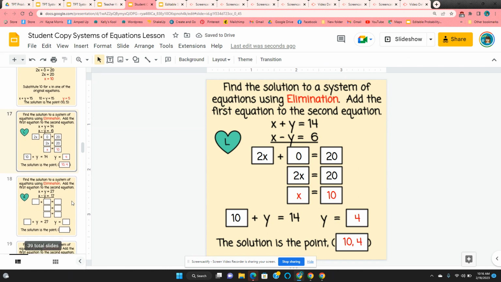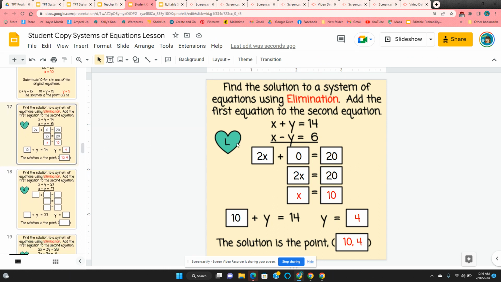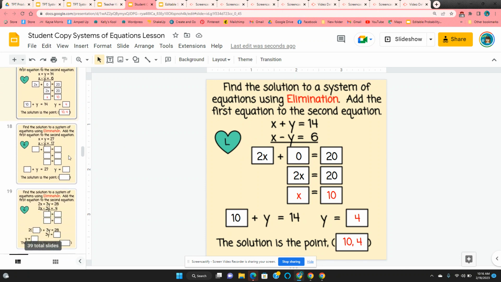We're going to do the same thing with some other equations. We want to look at these little letters that are in the green hearts because that's going to help them solve a riddle farther in the lesson.